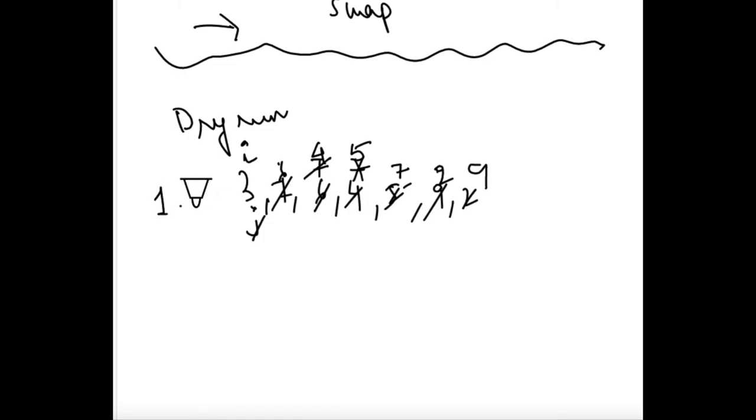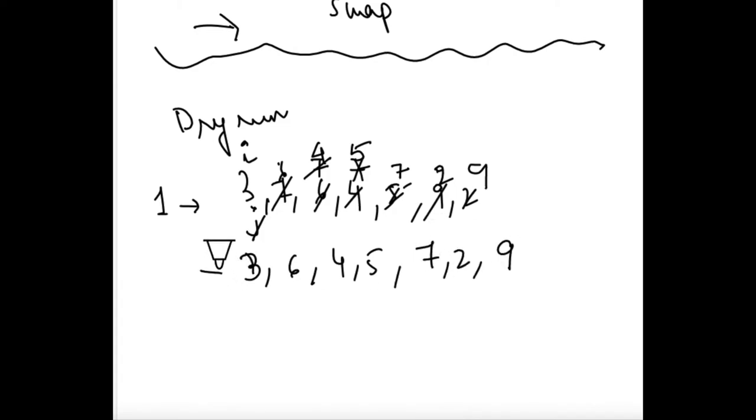At the end of the pass number 1, the largest element got pushed to the last, or it bubbled up to the last. So that is why we were saying in the first pass, the largest element will find its correct position. So at the end of the first pass, this is how the array looks. 3, 6, 4, 5, 7, 2 and 9. So now this will be the starting point for the pass number 2, the second iteration.